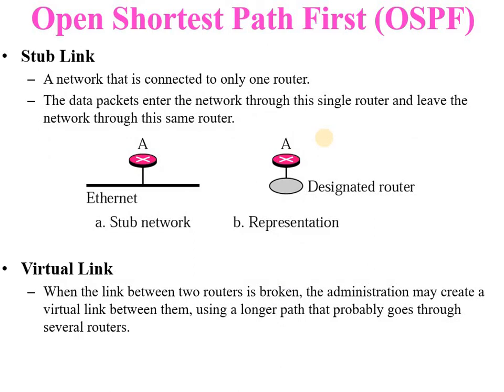The third is the stub link. A network that is only connected with one router is called a stub link. The data packets enter the network through the single router and leave the network through the same router. So here this is a data cable Ethernet, and that is only connected with one router. So this router is connected with the designated router. That type of link is called the stub link. And the virtual link: when the link between two routers is broken, the administrator may create a virtual link between them using a longer path that probably goes through several routers. So that virtual link can also be generated.